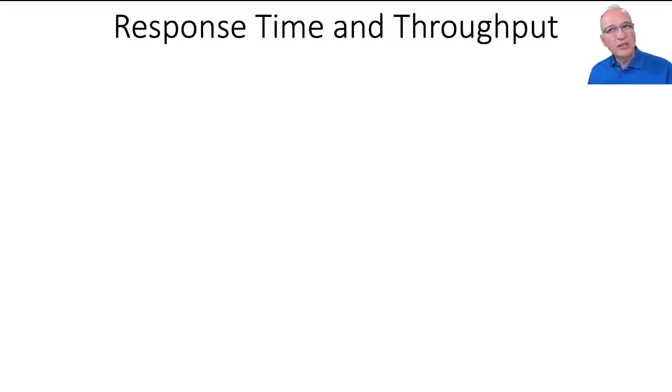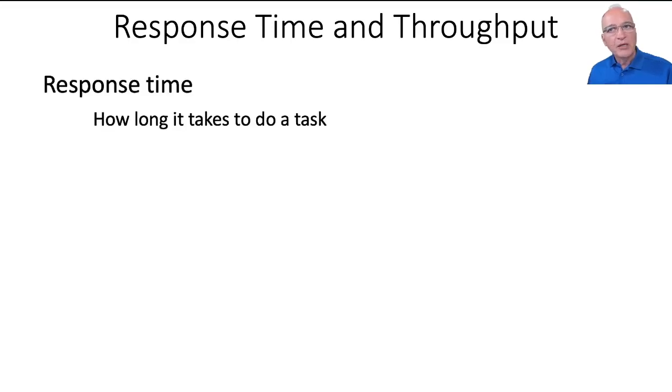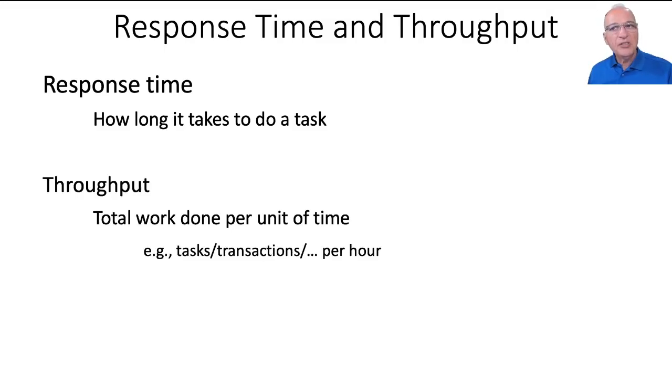Let's consider two measurements of performance that we can do in computer systems. One is the response time, and the other is throughput. The response time is how long does it take to do a single task in the computer. And the throughput is the total work done per unit of time.